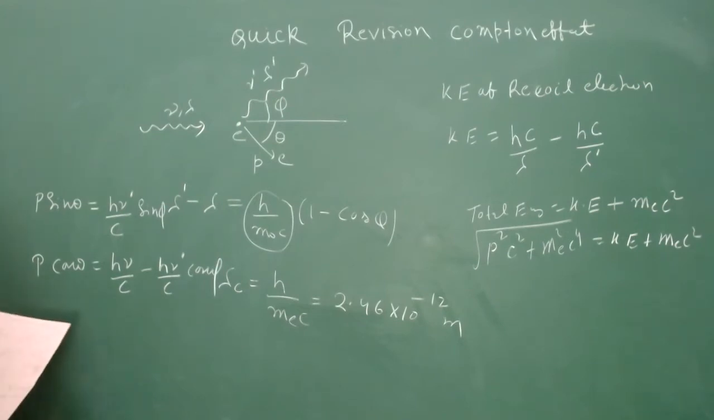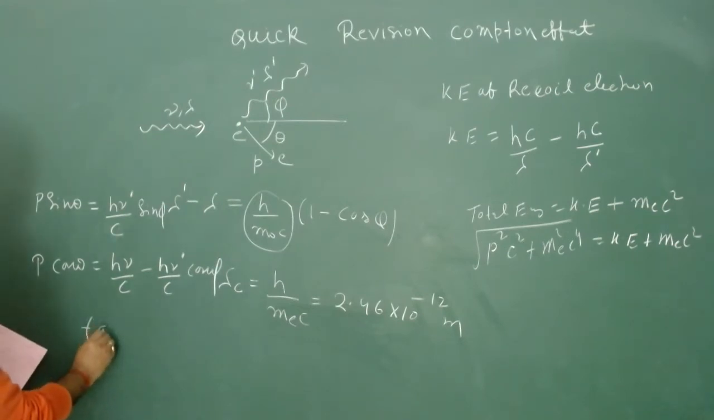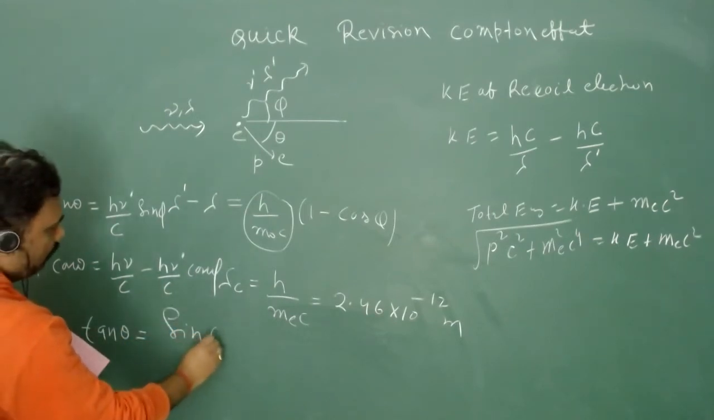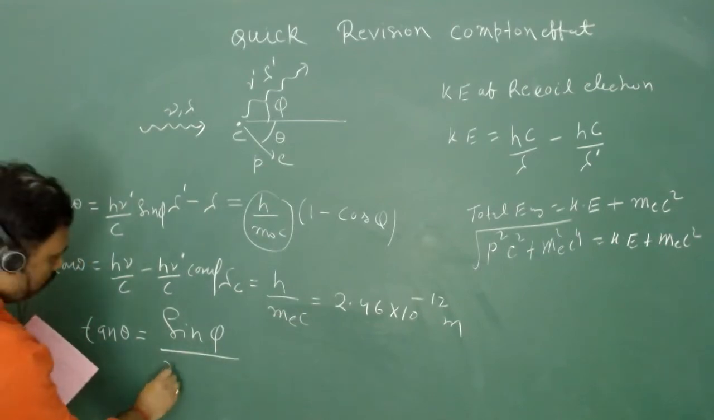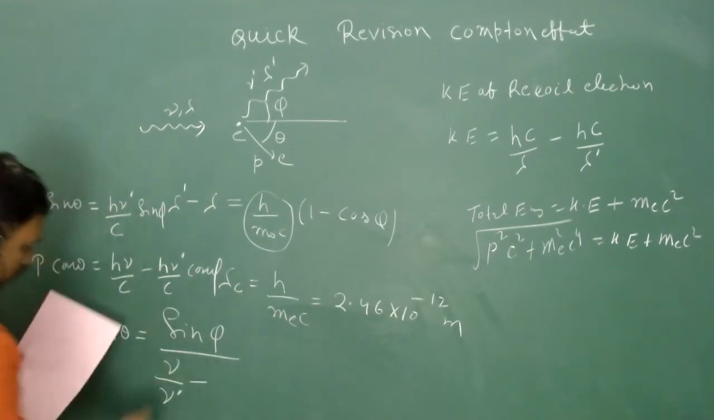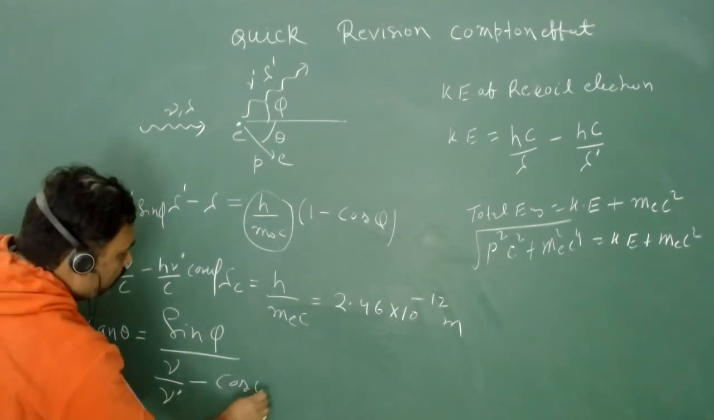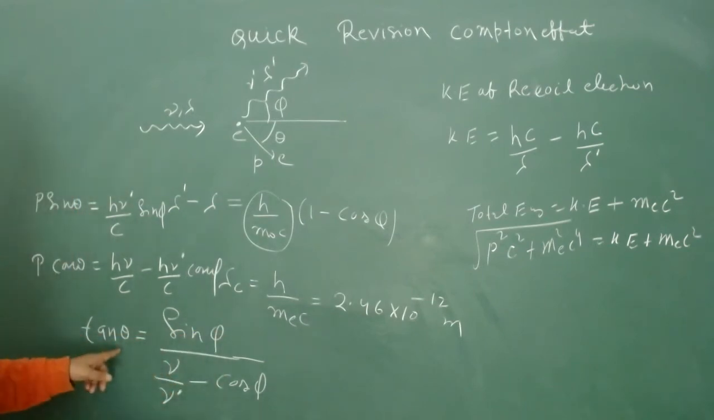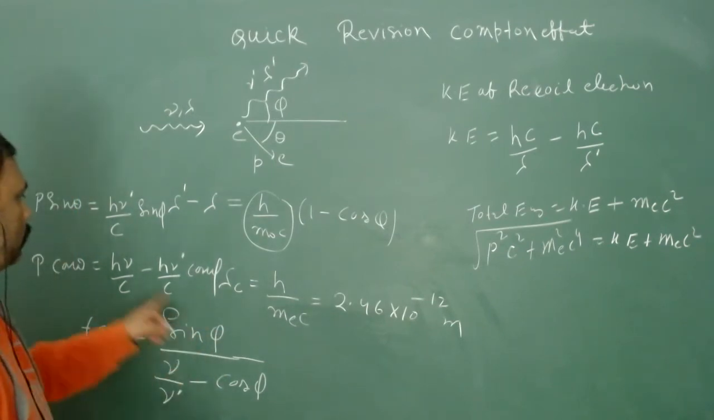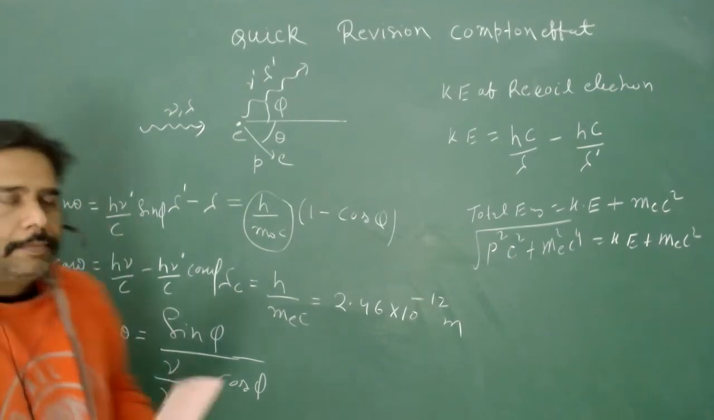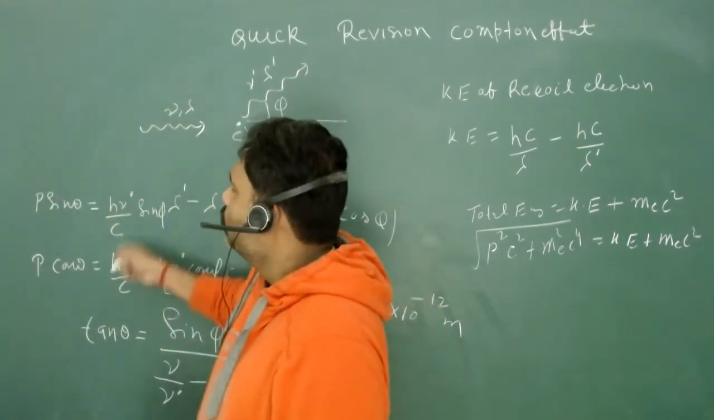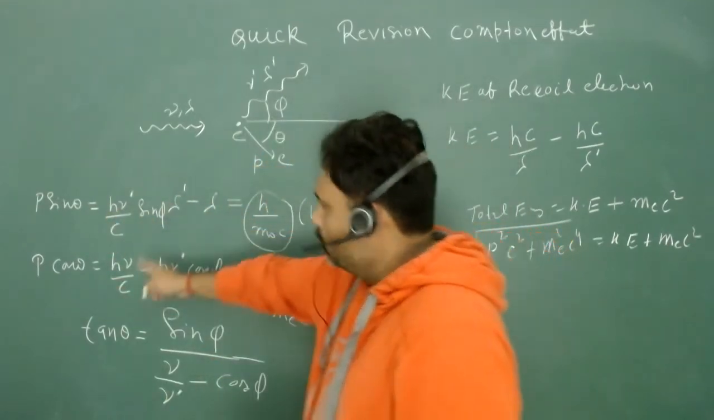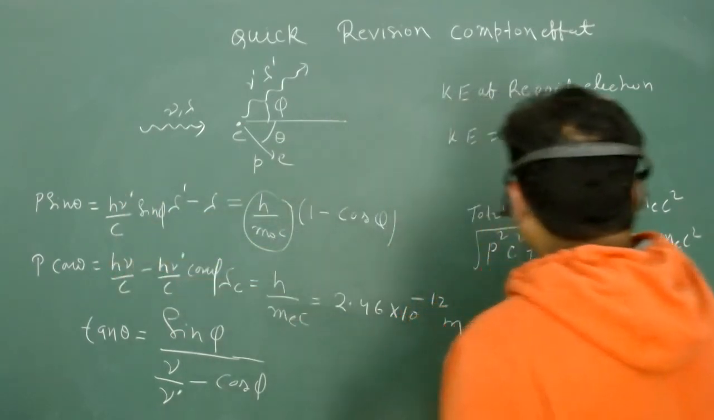So from here you can also calculate that tan theta is equal to sin phi divided by (nu upon nu dash minus cos phi). And this is the relationship between the angle of scattering and the angle of recoil of the electron. So this is also very important. You need not remember this formula, but you should know how to resolve the momentum into x direction and y direction. This is conservation of momentum, and this is conservation of energy.